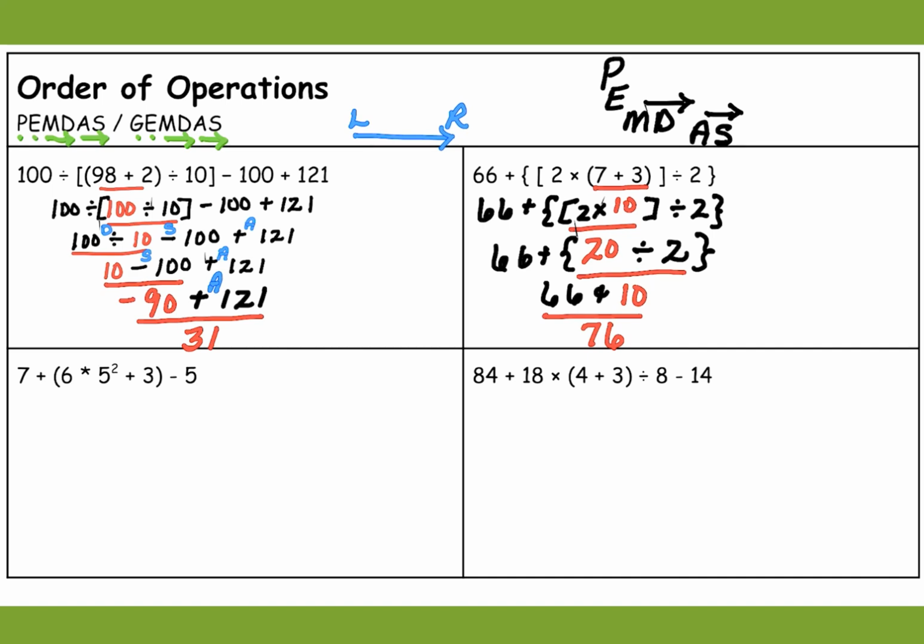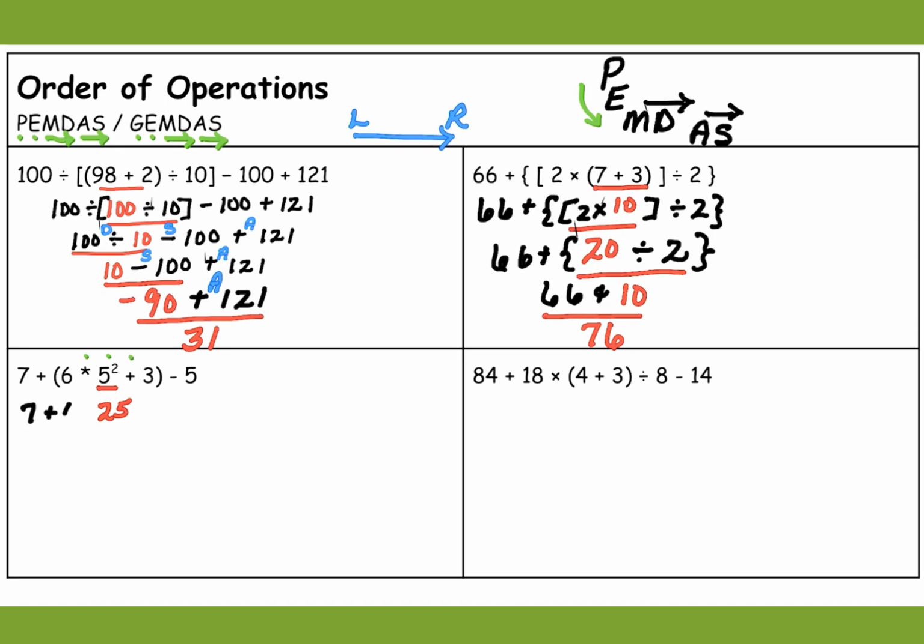In this next problem, we will see that there are several operations within the parentheses. We always follow order of operations, so when we look inside, we have multiplication, an exponent, and an addition problem. The highest ranking operation in the parentheses is the exponent, so we do that first. The first step is 5 squared, which is 25. Then we bring everything else down.